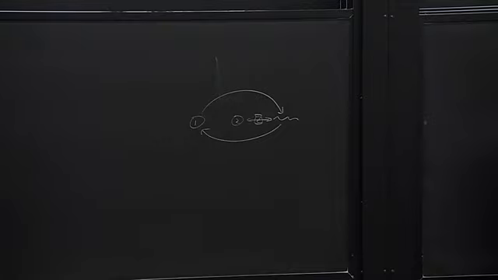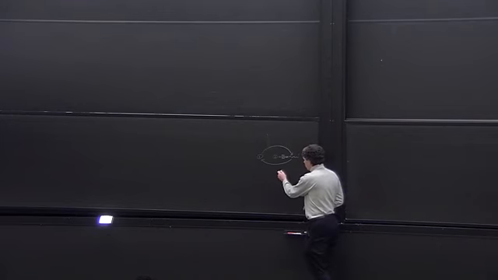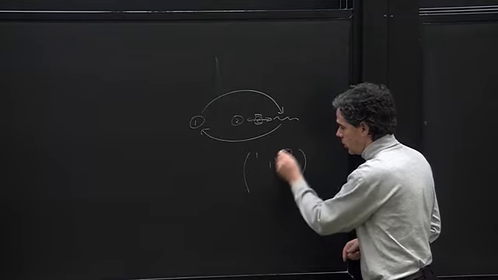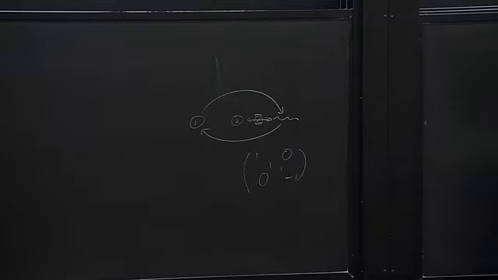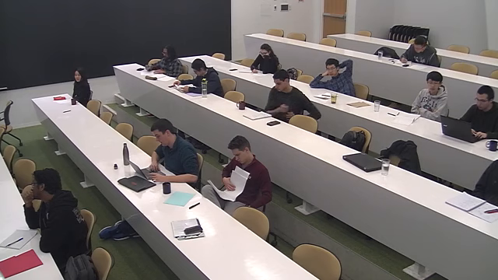Okay? Does that make sense? Right. The controlled sign gate was basically this matrix: 1, 1, 1, minus 1. Okay. Any other questions?